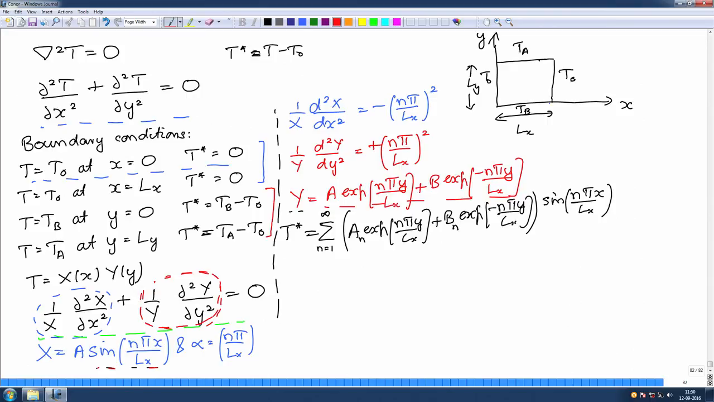So, this satisfies the equation, it satisfies the homogeneous boundary conditions. It does not yet satisfy the inhomogeneous boundary conditions. How do we satisfy the inhomogeneous boundary conditions? As usual, we do it using the orthogonality relations. So, let us do that.